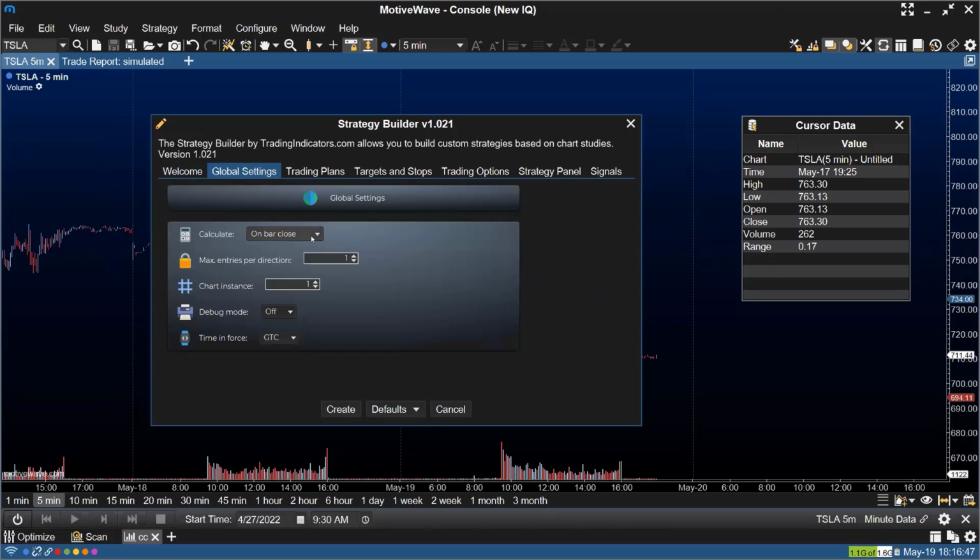In global settings, you're then able to determine whether you'd like the strategy to update or check its conditions and actions on every bar update, the open, the close, and various other options like the max number of entries per direction.